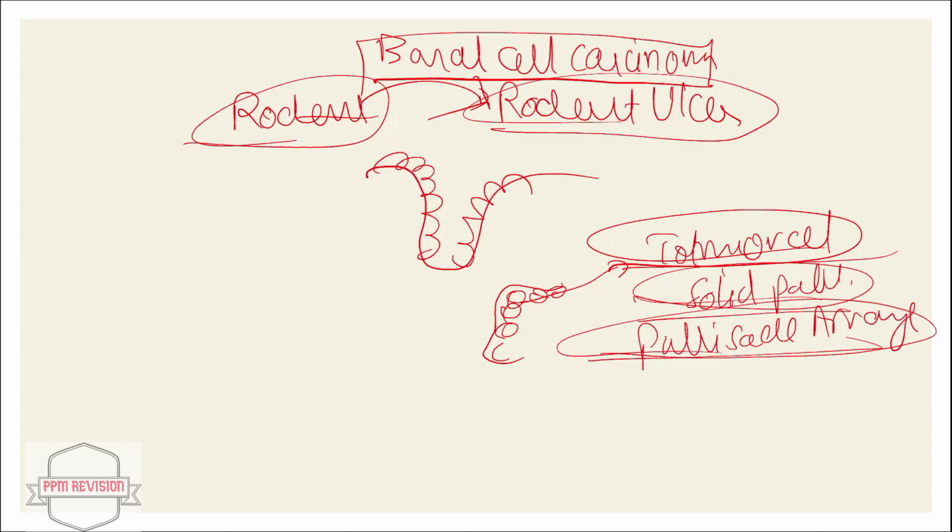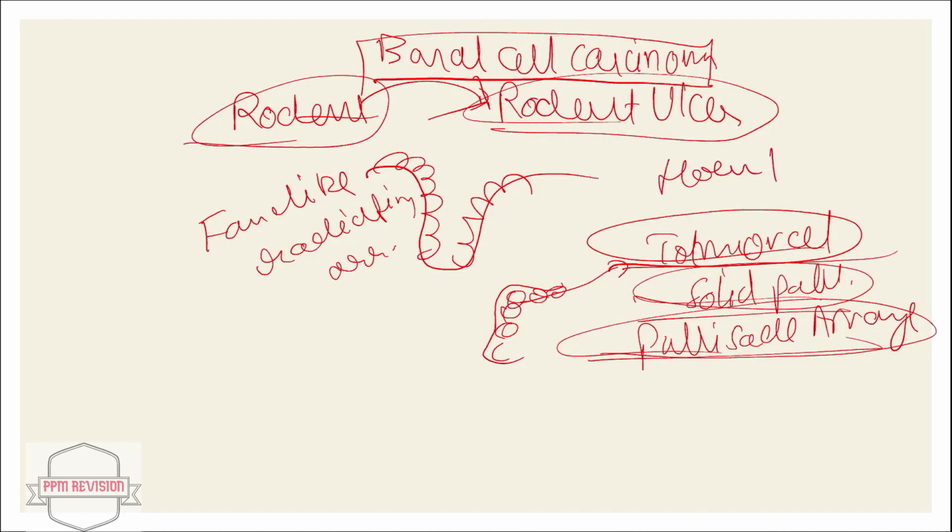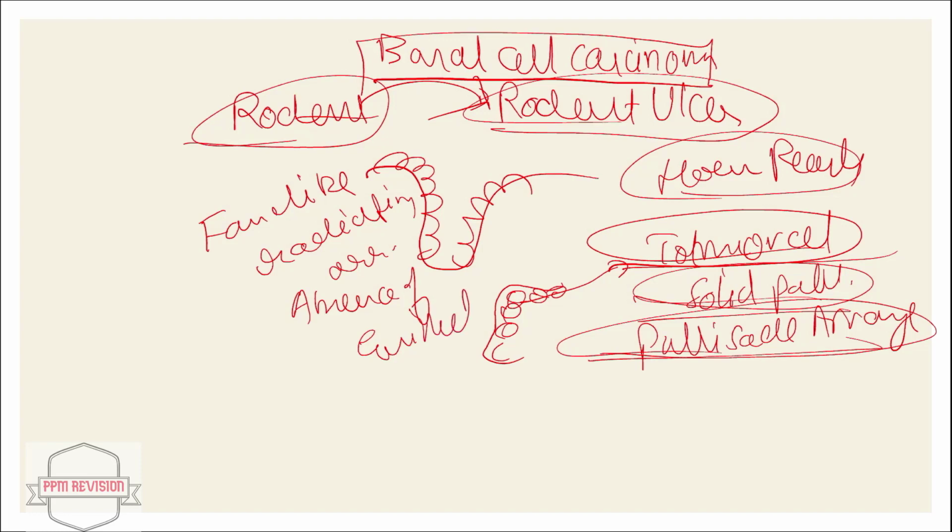Fan-like radiating arrangement of the peripheral layer of cells of the epithelial masses. So there's fan-like radiating arrangement of peripheral cells. And there's absence of epithelial pearls, also known as horn pearls. Absence of epithelial pearls. This is important. So there's absence of epithelial pearls, also known as horn pearls.